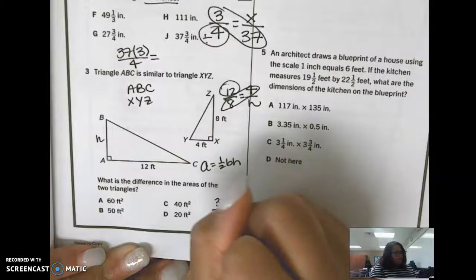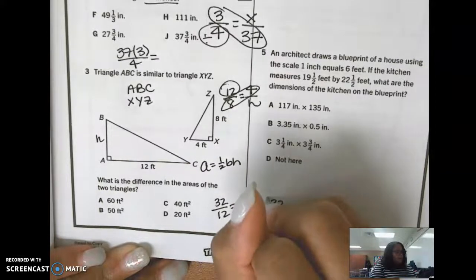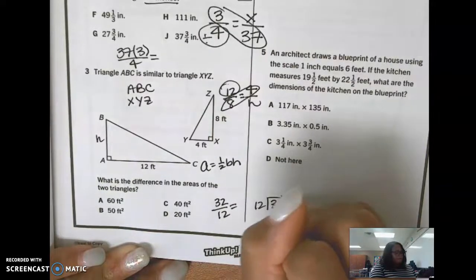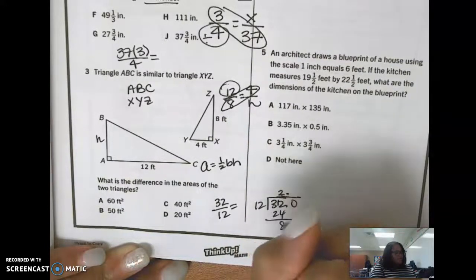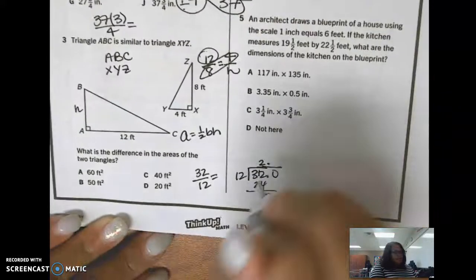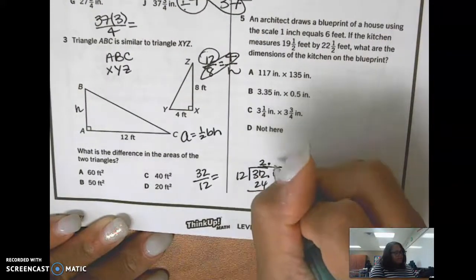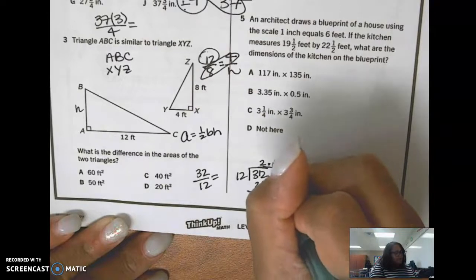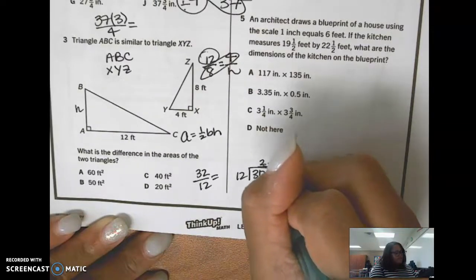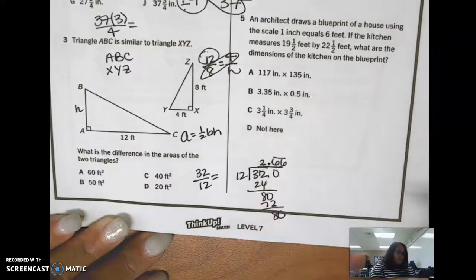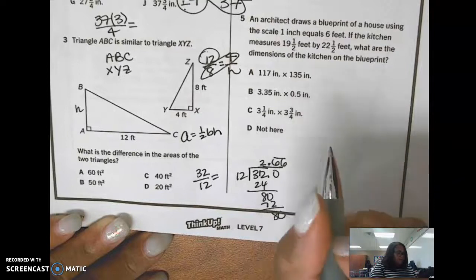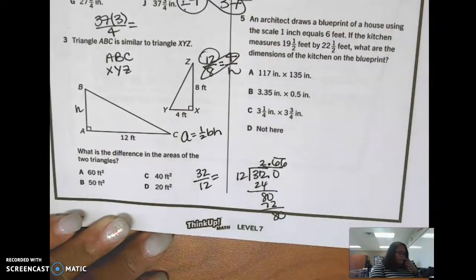32 divided by 12 equals, top in, bottom out, 2, 24. 12 goes into 80. How many times? 6. 6 times 72. 80 to 6 repeats. So this is 2.66. Is that correct? Hold on.